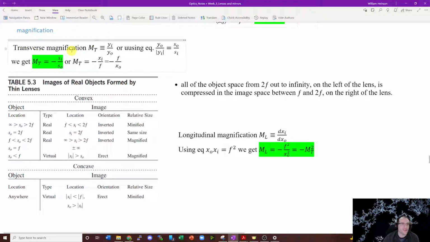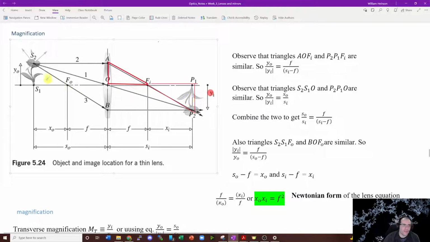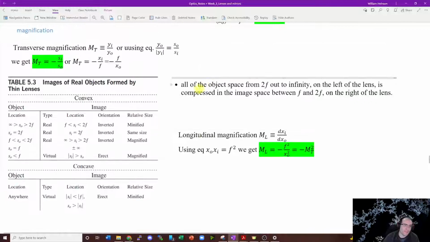Transverse magnification. So how y changes. It's defined as the image y height versus the object y height. So the ratio of this versus this. So if this is negative, it's going down. So this is going to be bigger than this. So we'll have a minus, say, 1.5. So we had a 1.5 magnification, but it inverted the image, and that's what minus 1.5 would mean.